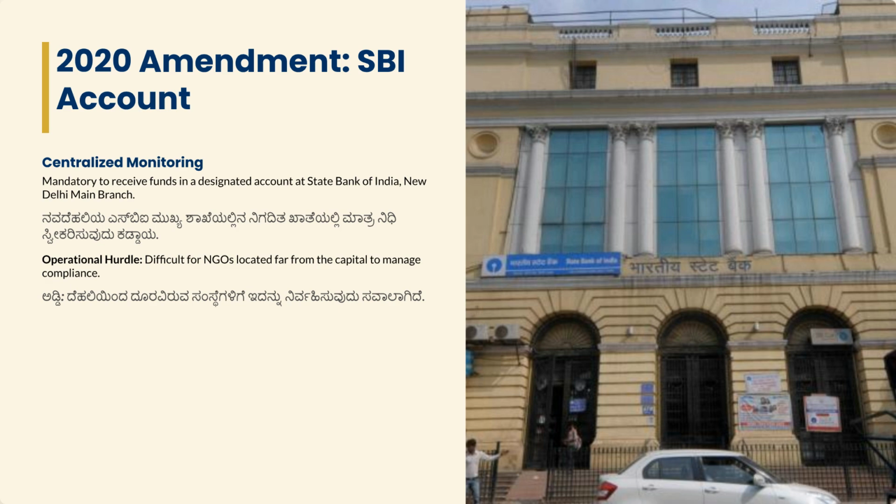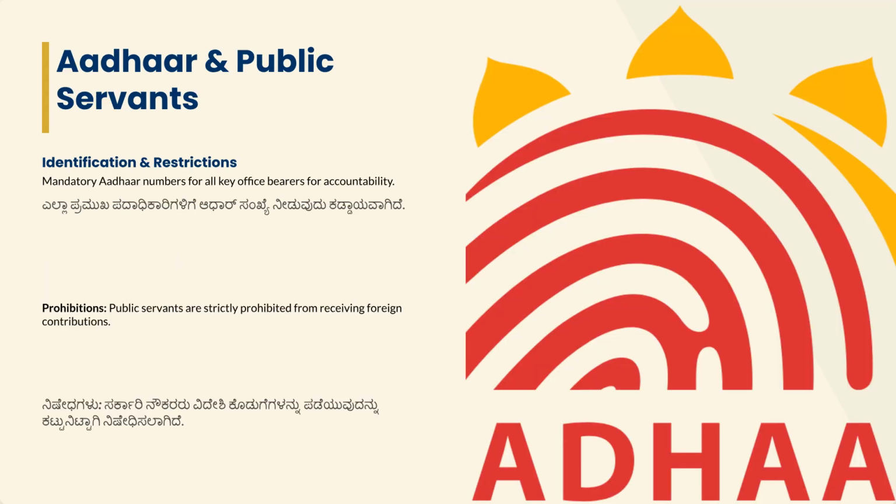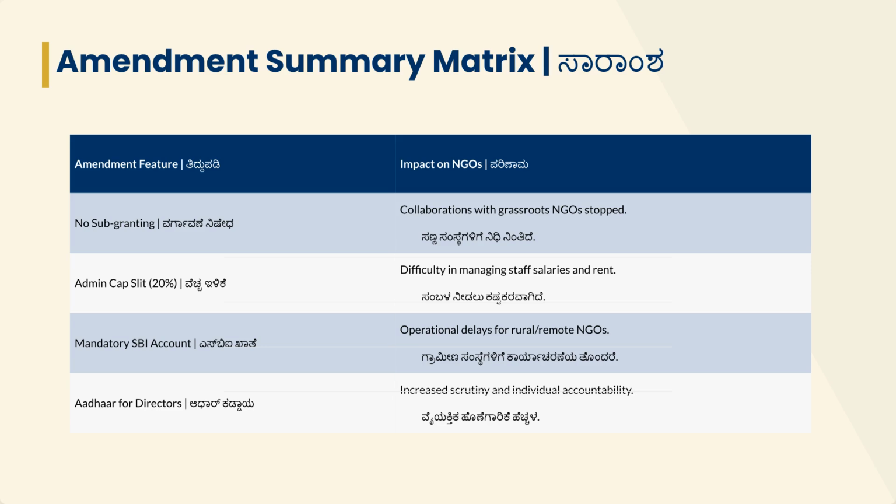The 2020 amendment also made it mandatory to receive funds only in a designated account at the State Bank of India, New Delhi main branch. This centralized monitoring created an operational hurdle for NGOs located far from the capital. Furthermore, the amendments required mandatory Aadhaar numbers for all key office bearers to enhance accountability. Public servants were also strictly prohibited from receiving foreign contributions. This table summarizes the 2020 amendment features and their impact on NGOs, including the challenges related to subgranting, the administrative cap, the mandatory SBI account, and the requirement for Aadhaar.